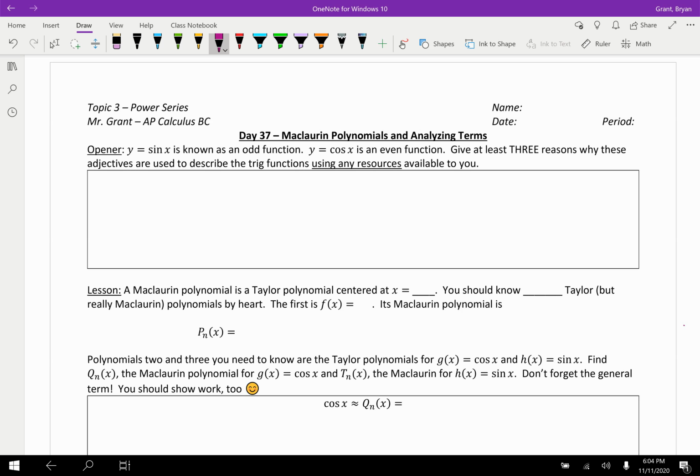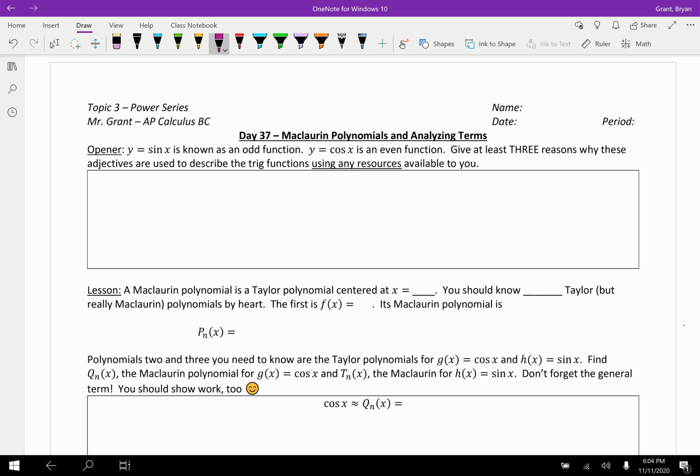Hello, and welcome back to our Topic 3 on Power Series in AP Calculus BC. This is our third day of this topic, and yesterday, or last class, whenever you were here, we were introduced to the idea of a Taylor polynomial. Today we're going to be introduced to a second type, really a subset of Taylor polynomials known as Maclaurin polynomials, and then we're going to finish class with analyzing terms of different Maclaurin and Taylor polynomials.